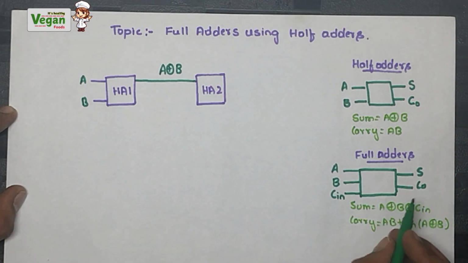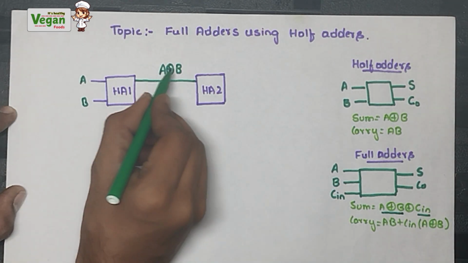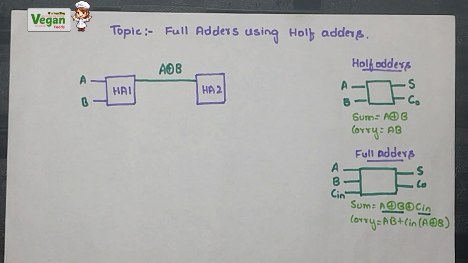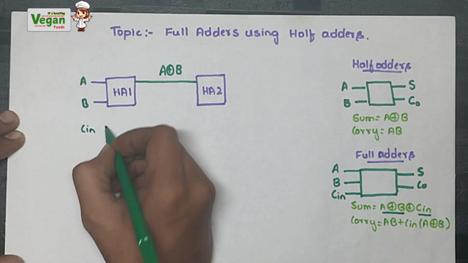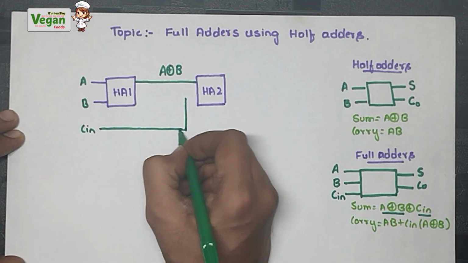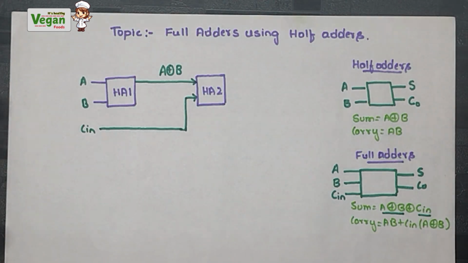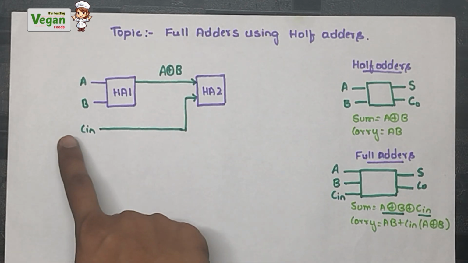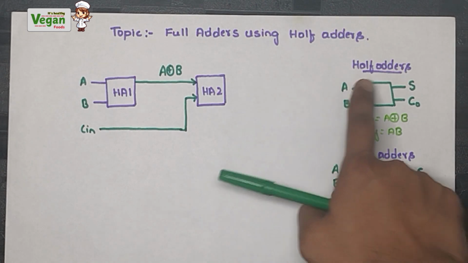Now we need C in also. We already constructed A XOR B, that is the sum, but we need XOR C in also. To construct it we cannot add the input to this half adder because in half adders only two inputs are available. So we will take C in from external and add it to the second half adder. This will act as one input and this will act as the second input.